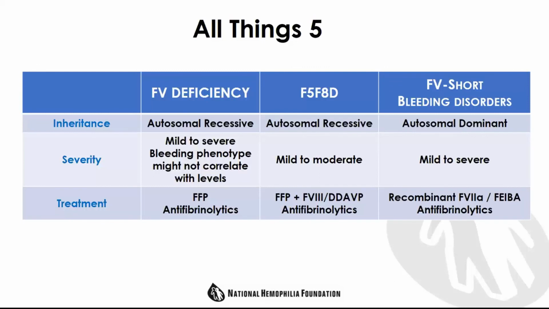For factor V Short, it is autosomal dominant in inheritance. Bleeding can be mild to severe. And as I had said, some individuals might be asymptomatic. What we have available as of now is recombinant factor VIIa, fiber, and antifibrinolytic agents.